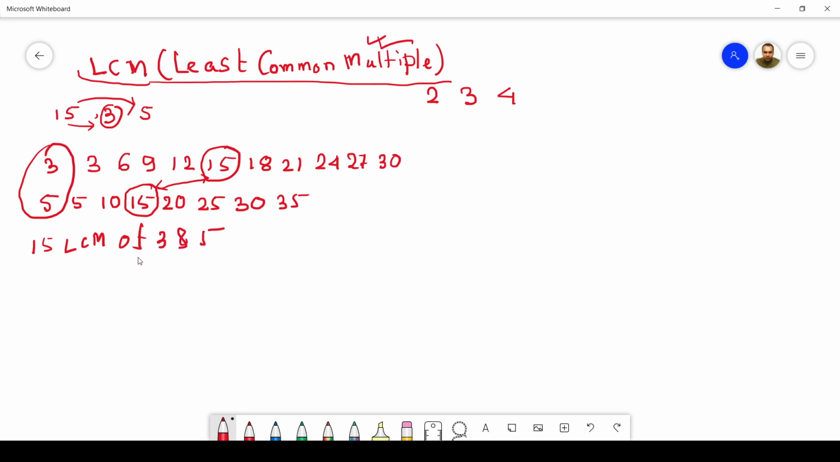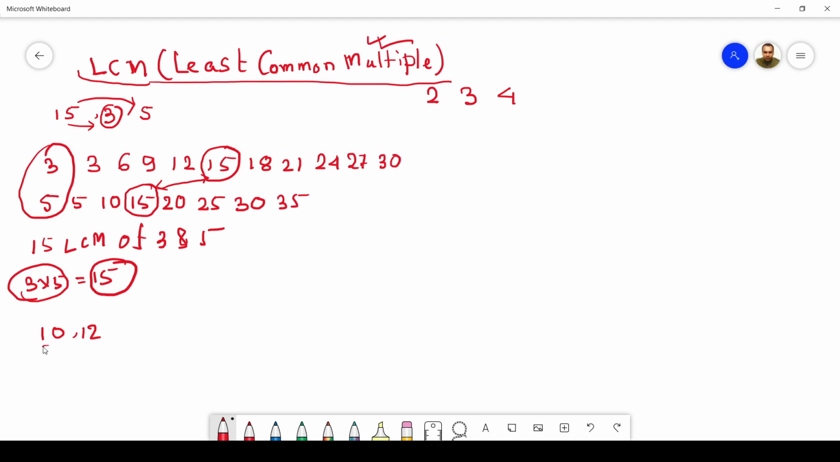Again, how can we calculate the multiple of both the numbers? Simply multiply 3 and 5, which is equal to 15. So 15 is the LCM of 3 and 5. If you are given two numbers, this way also you can calculate it. Let us check the numbers 10 and 12. What is the LCM of both?